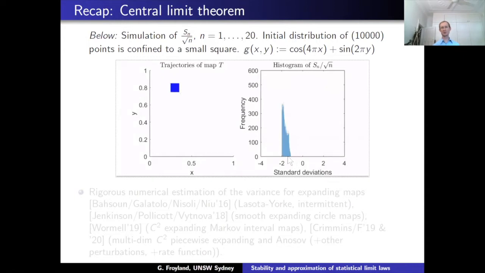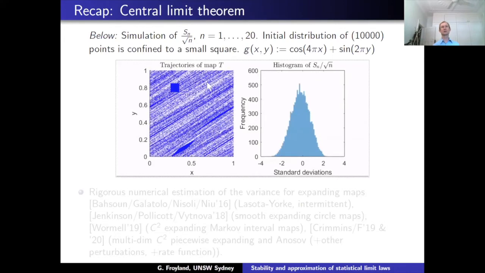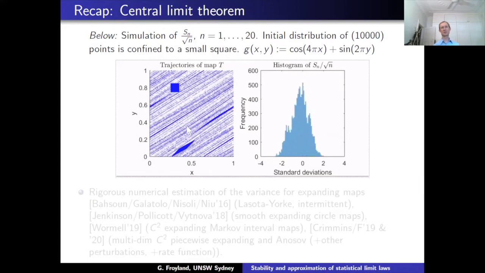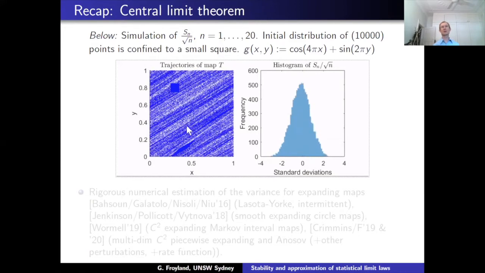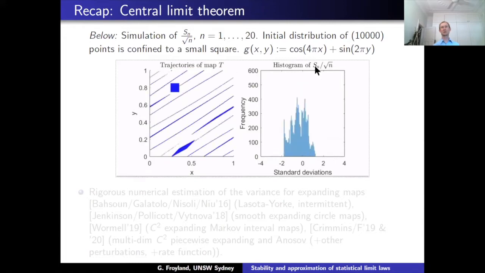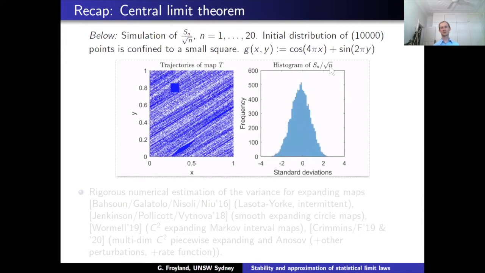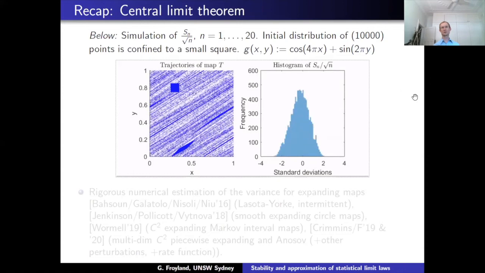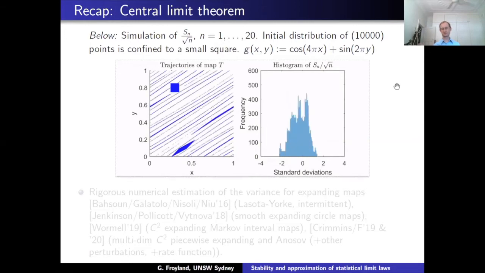On the right, you see a histogram of the values of G for these 10,000 points, and they're all clustered around the minimum -2. So this is very non-normal. As I let the movie run, I'm plotting on the left where that square goes in the phase space. You can see it very quickly mixes through the phase space. And on the right, I'm plotting the histogram of S_n over root n, which you can see in a couple of steps gets from very non-normal to something that looks reasonably normal. So this is a brute force illustration of what we're talking about with the central limit theorem.